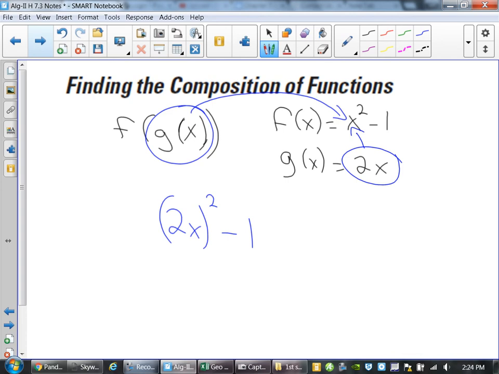What's the quantity 2x squared? 4x squared. So this would equal then 4x squared minus 1. I start with the innermost and build out from it. The nice trick to remember is if it tells you f of g of x, write down the innermost function and then surround it with the other function and simplify.